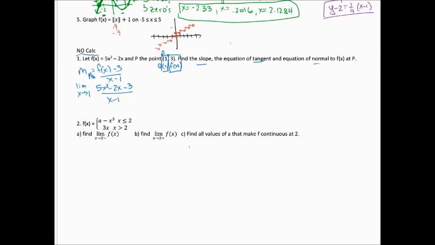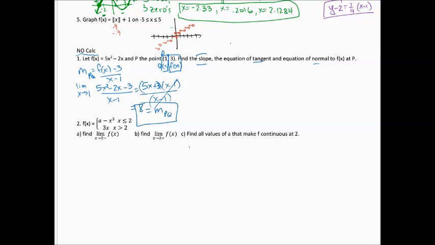And factoring this out, we end up here with 5x plus 3 over x minus 1. And on the bottom, we've got this x minus 1. So these reduce, and now we're able to do direct substitution for the limit. And we plug that in, and we're going to get a value of 8, which is our slope from P to Q. So since we have a slope, that's this first part, we're done.